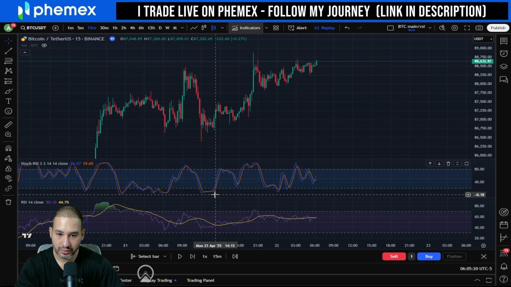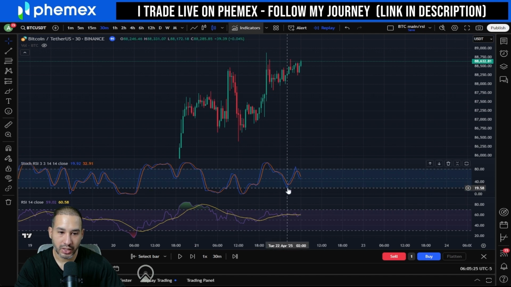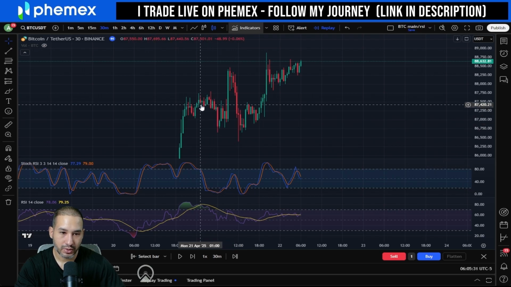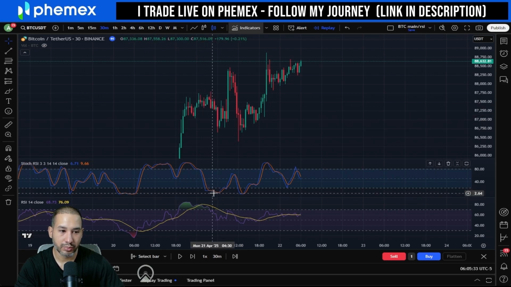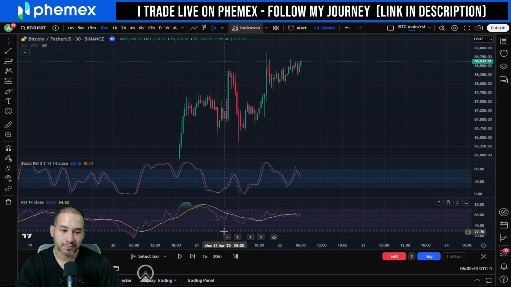Versus when we had an example in the 30-minute, when we bottom out on the, here's a perfect example. We dropped, had a retracement, we bottomed out on the stochastic RSI, but we're still here up at the 50 for the RSI, right? We're not all the way down at 30 or lower.